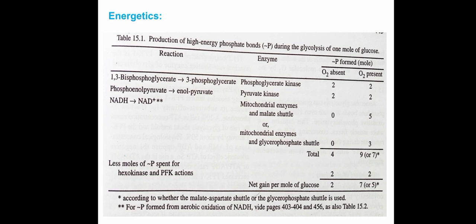So what is the sum total of our ATP production in case of aerobic condition? 2 plus 2, that is 4 ATP in step number 7 and 10, plus either 5 ATP from NADH in step number 6 if it passes through the mitochondrial electron transport chain. It will be 5 ATP if malate shuttle.